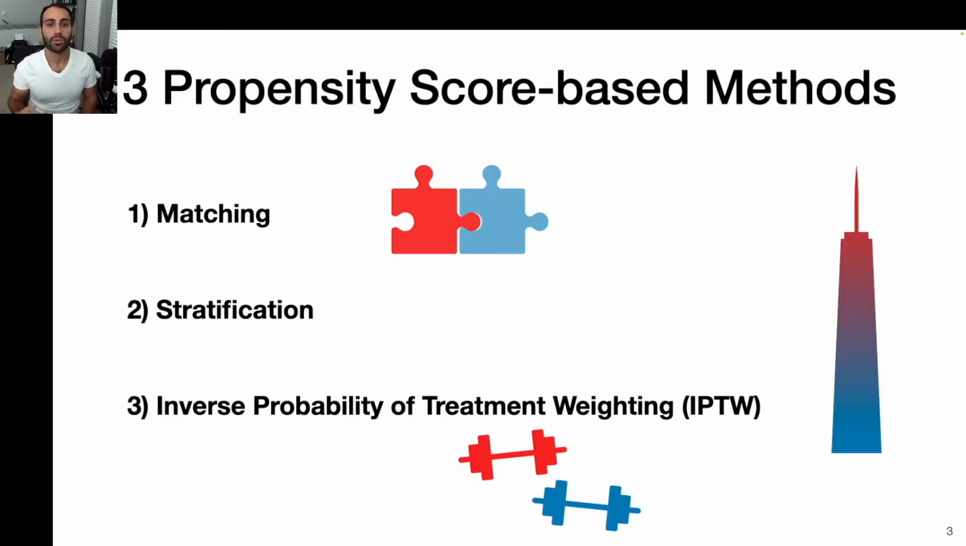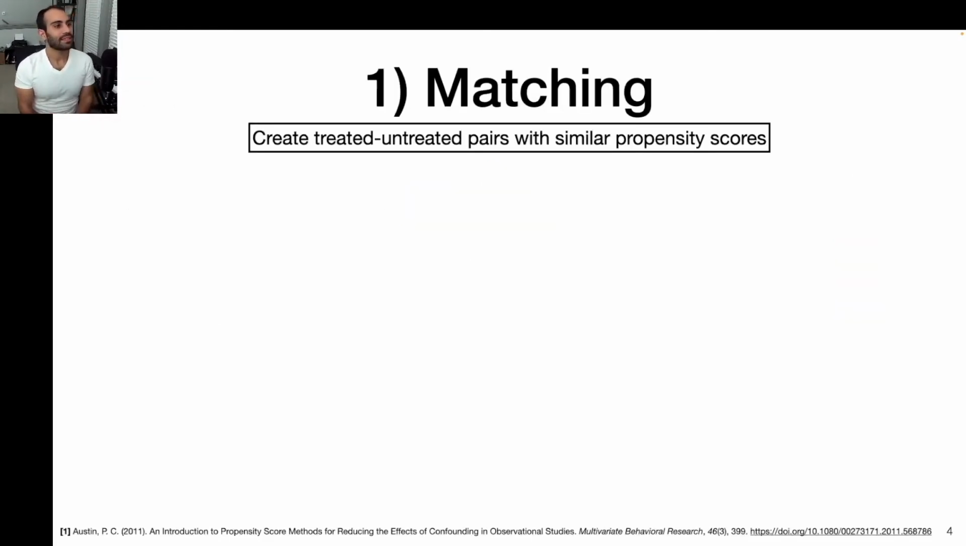And here I'll be talking about 3 different propensity score based methods for doing this. And so these methods are matching, stratification, and inverse probability of treatment weighting. Okay, so starting with matching. In the simplest case, what matching consists of is creating treated, untreated pairs with similar propensity scores.